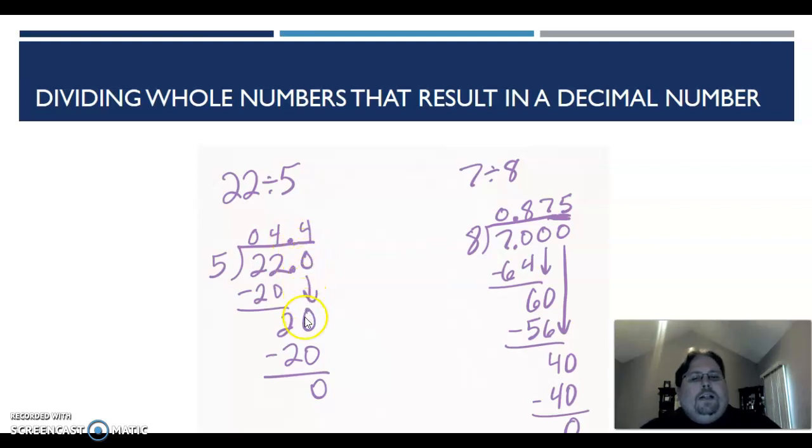You add your 0, bring it down. 5 goes into 24 4 times. 4 times 5 is 20. I subtract them, I get 0. So my final answer is 4 4/10.